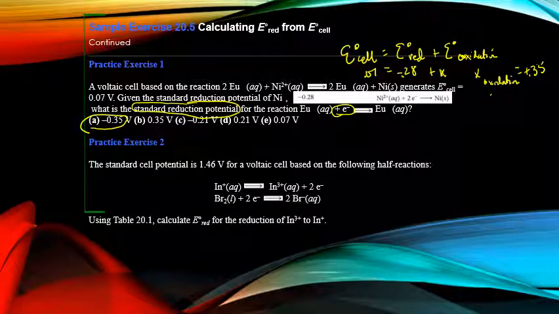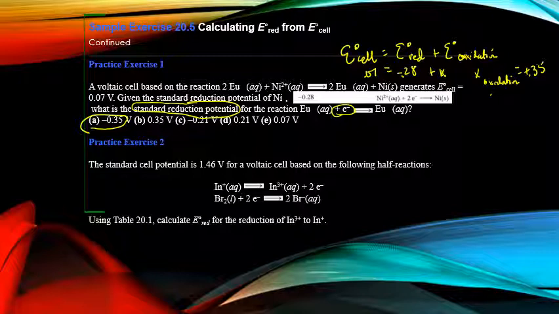When I look at the second example that we have here, the standard cell potential is 1.46 volts for a voltaic cell based on the following half reaction. Use table 20.1 to calculate the E cell for the reduction of In3+ to In+.